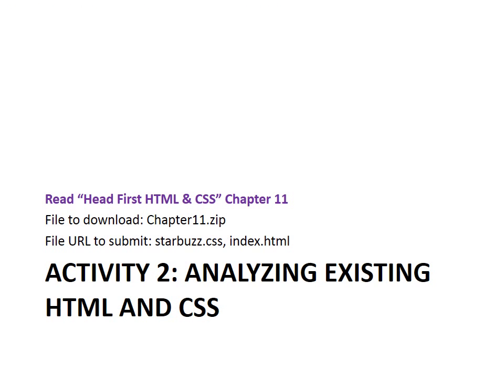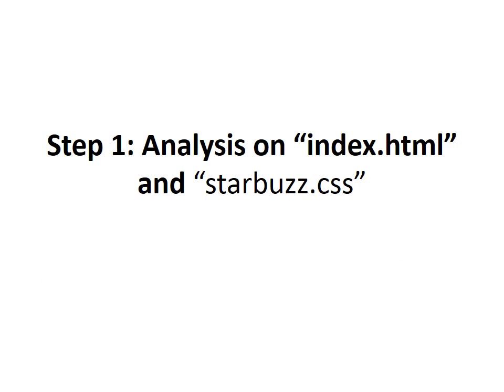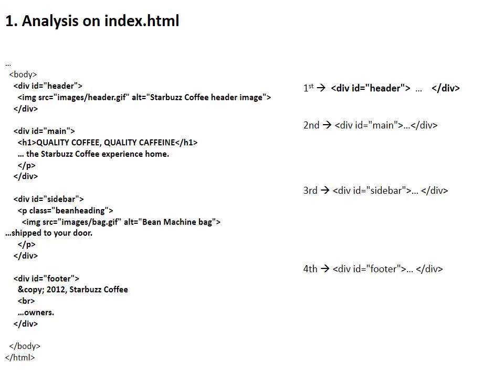In this activity, I want you to analyze existing HTML and CSS files. There is no hands-on activity. Since you start based on existing files, you have to study and analyze them first before you modify them. In index.html, recognize four logical groups: header, main, sidebar, and footer. Each group has its own type ID.